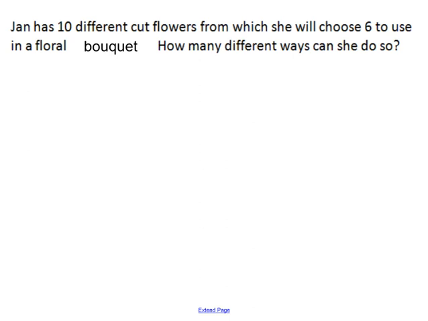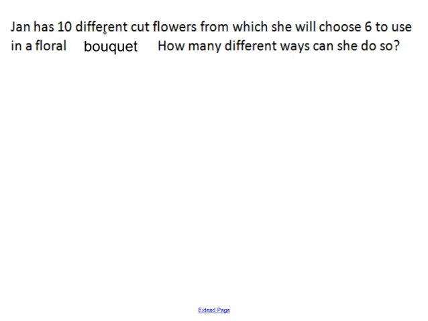Okay. So the first one we have here is Jan is a florist, and she has 10 different cut flowers from which she's going to choose 6 of them to put in a floral bouquet. How many different ways could she do that? Now, we're going to talk about like a bouquet of flowers. It doesn't matter which one you put in first, which one you put in second, which one you put in third. Now, I know there's maybe some people out there that do floral arrangements and they're like, oh, he's so silly. Of course it matters. For our sake, it doesn't. Okay, it's a whole bouquet. It doesn't matter which one went in. The fact is they all look like that now.